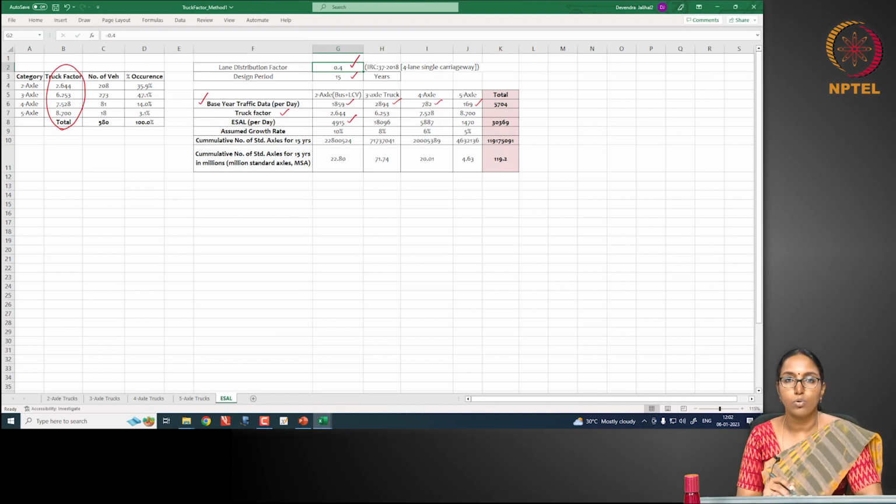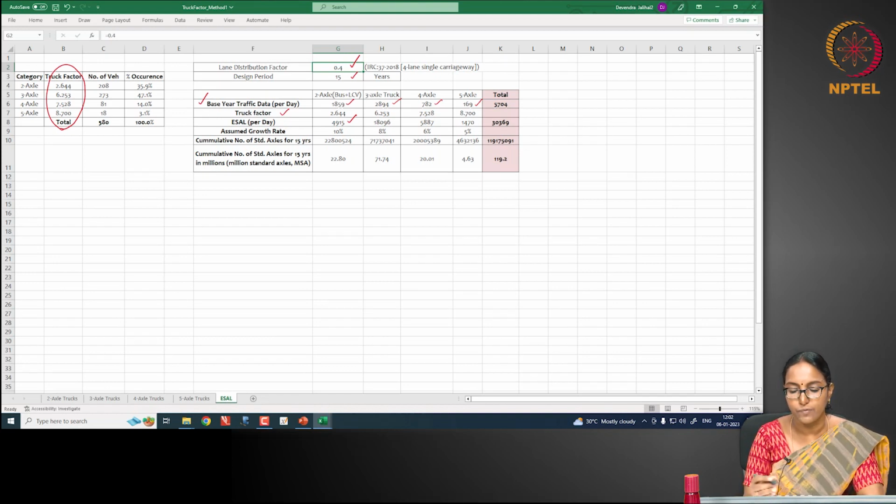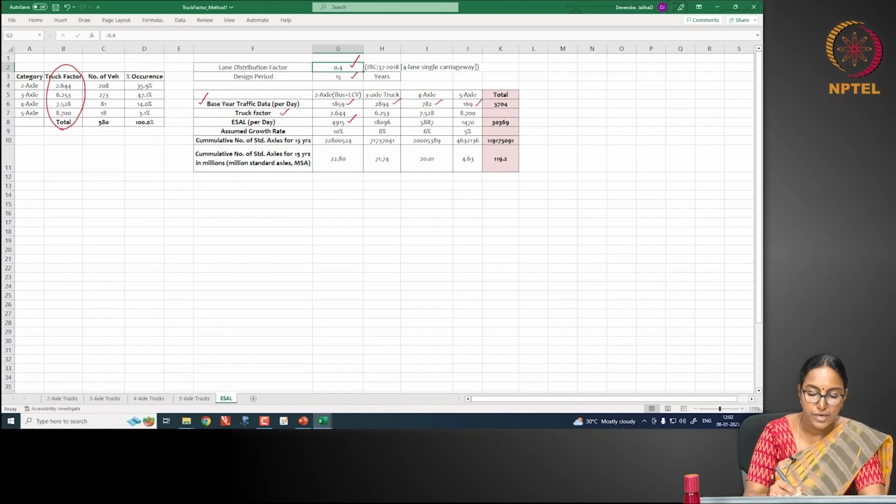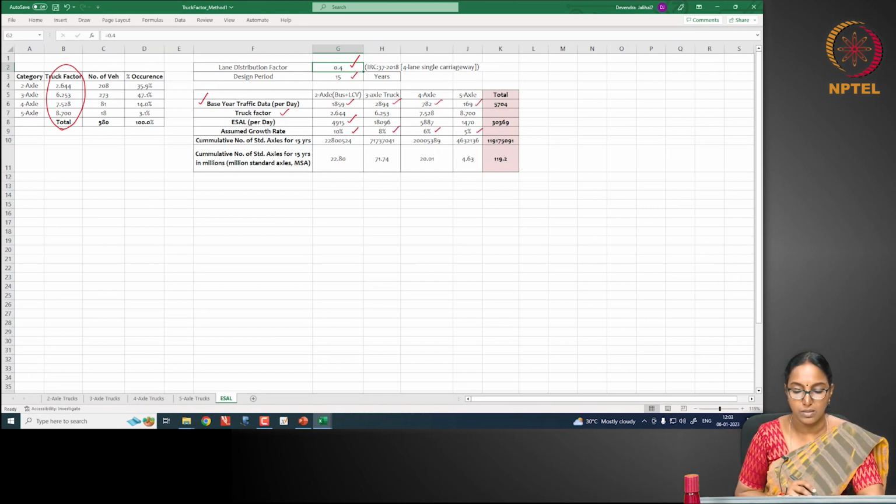You can just convert it and see how that ESAL will come, and then you have assumed a growth rate differently for different vehicles. This information could be available, or just for the sake of understanding, I have taken different growth rates here. Say the first type of vehicle has a growth rate of 10%, the next is 8, the next is 6, and the last one is 5%. So how will you convert it to the cumulative standard axles for 15 years?